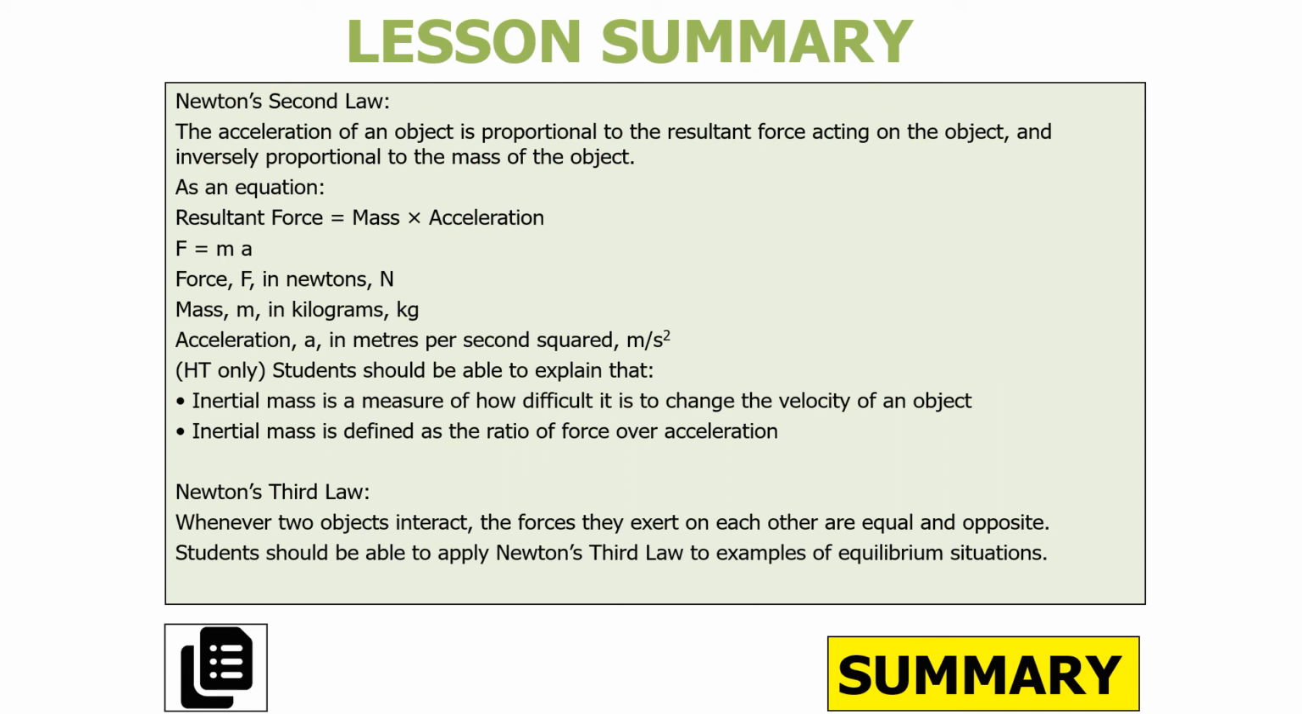Now, Newton's second law is that the acceleration of an object is proportional to the resultant force acting on the object and inversely proportional to the mass of the object. So as an equation, the resultant force is equal to mass times acceleration. Now, you should be able to explain that inertial mass, which is the mass found in this equation, is a measure of how difficult it is to change the velocity of an object. So it's defined as the ratio of the force over the acceleration.